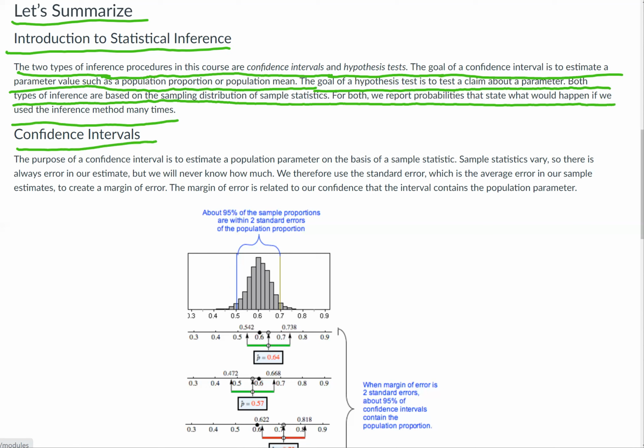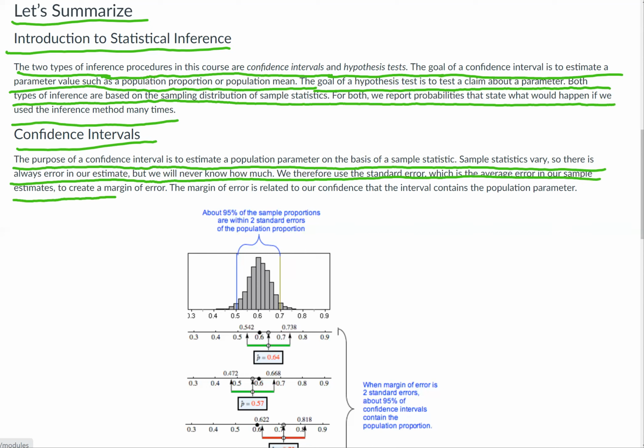More specifically, let's talk about confidence intervals. The purpose of a confidence interval is to estimate a population parameter on the basis of a sample statistic. Sample statistics vary, so there's always error in our estimate, but we will never know how much. We therefore use the standard error, which is the average error in our sample estimates, to create a margin of error. The margin of error is related to our confidence that the interval contains the population parameter.